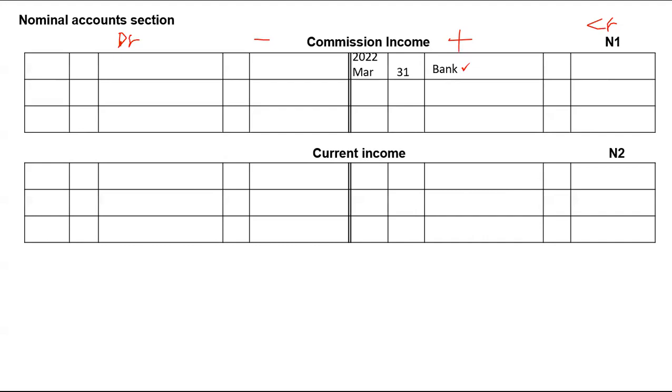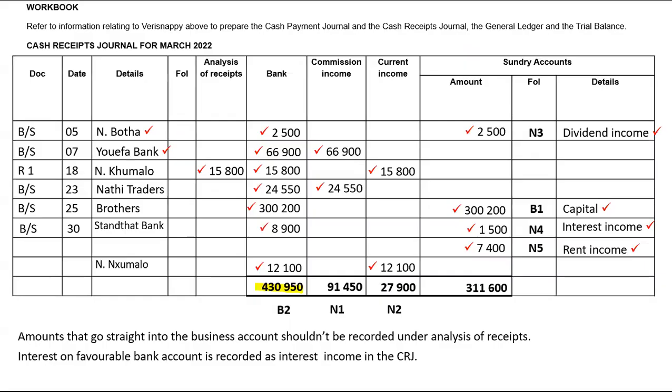And how much commission income did we receive? You will go to your CRJ and look at the total of your commission income. The total of your commission income in the CRJ is 91,410. So that 91,410 is already in there. It's already on the debit side of your bank column. So it should go to the credit side of your commission income, because commission income increases on the credit side.